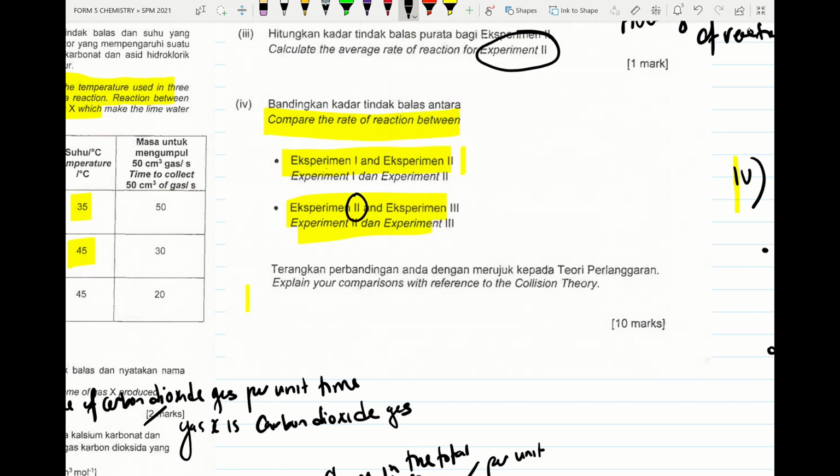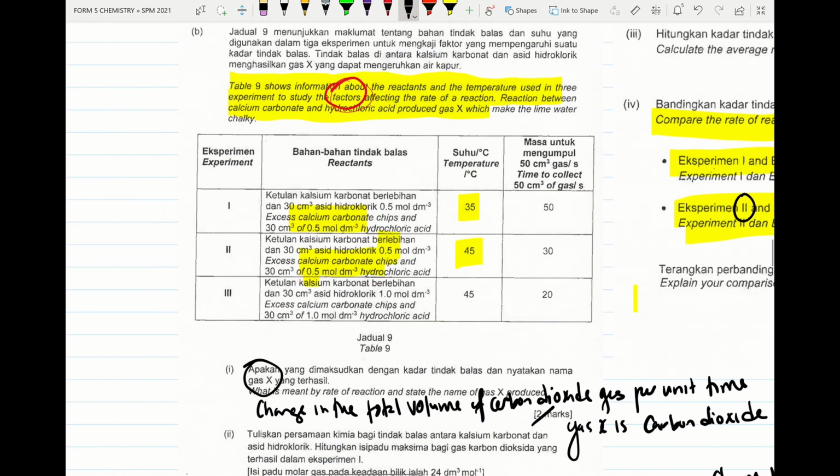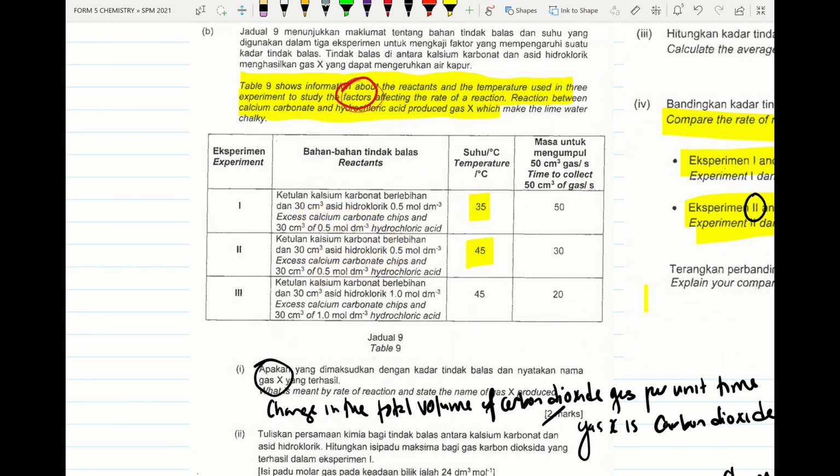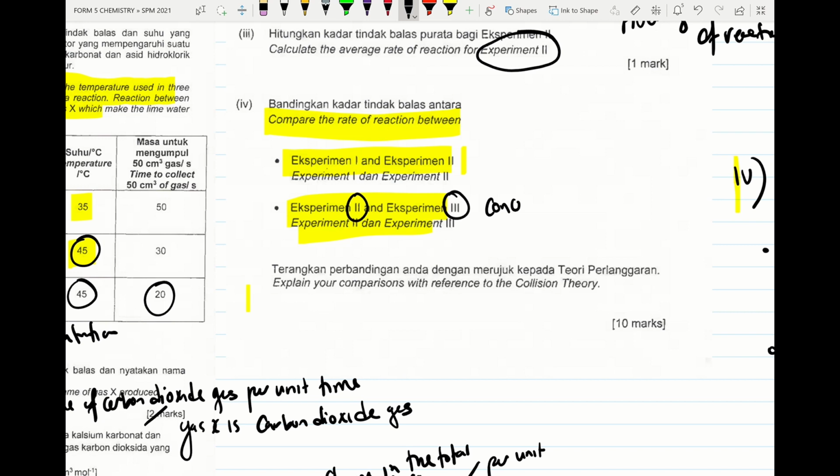Next, experiment 2 and experiment 3. So we try to find the factor involved in experiment 2 and 3. So here is experiment 2 and experiment 3. If we check, the temperature remains the same, and here calcium carbonate chip, here also calcium carbonate chip. Look at the concentration, 0.5, 1.0. That means the rate of reaction of experiment 3 is higher, the time taken is shorter. So the factor involved here is the concentration factor. So here the factor is the concentration of hydrochloric acid.